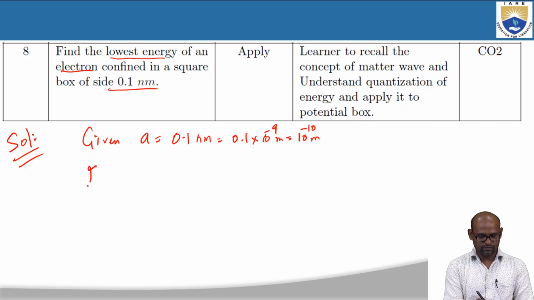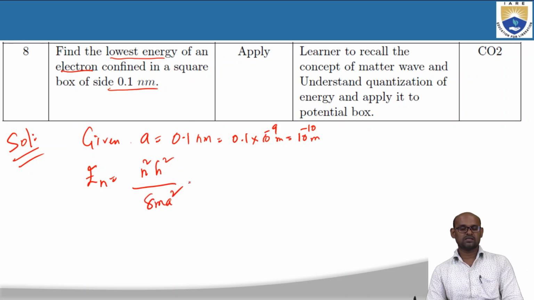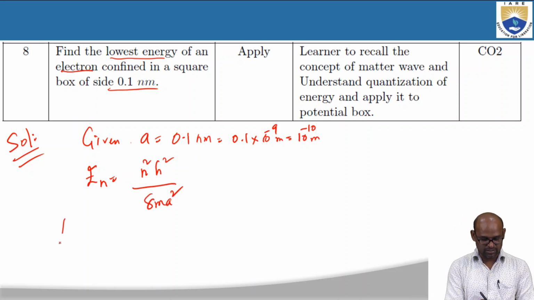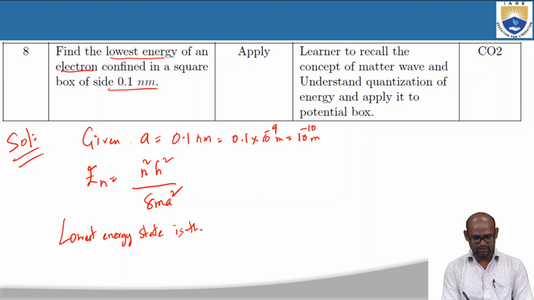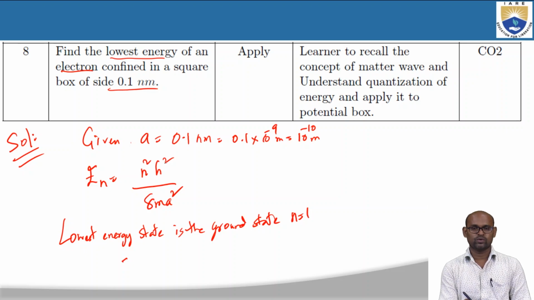Now we know the energies of a particle trapped in a box, n square h square by 8 m a square. They are asking us to calculate the lowest energy state. Lowest energy state is nothing but the ground state, corresponding to n is equal to 1. So En is n square h square by 8 m a square.